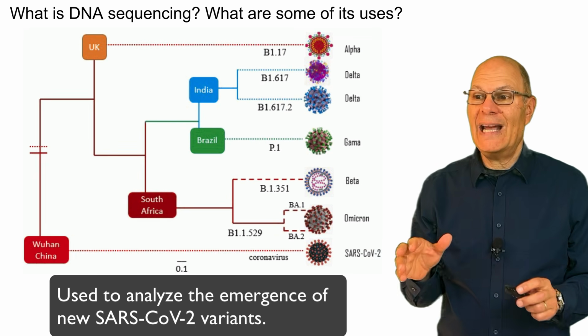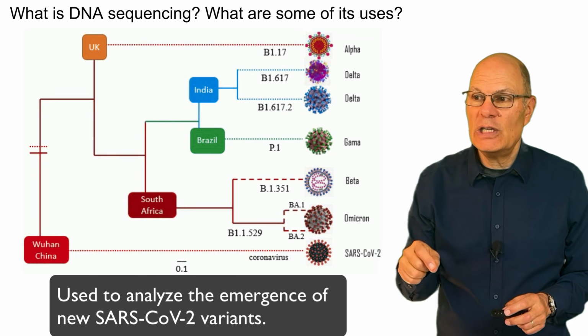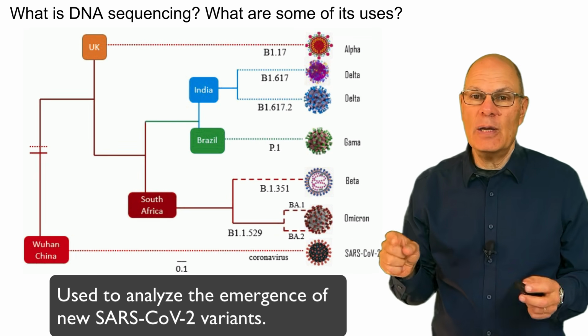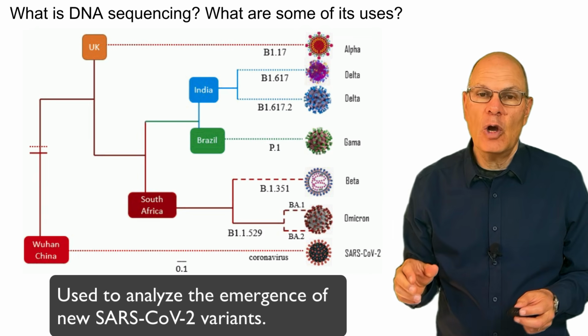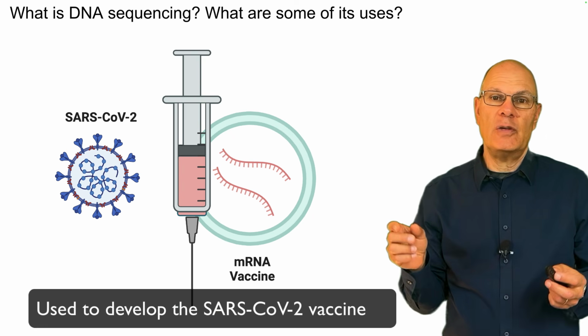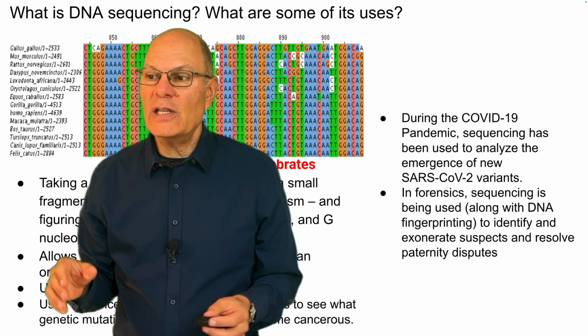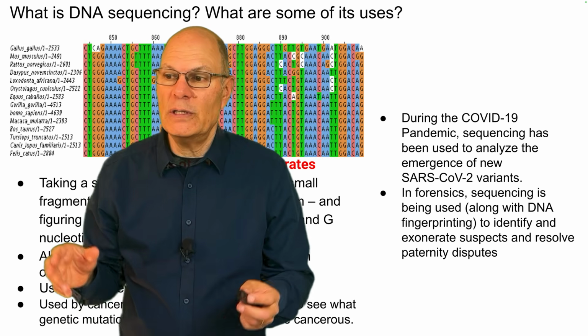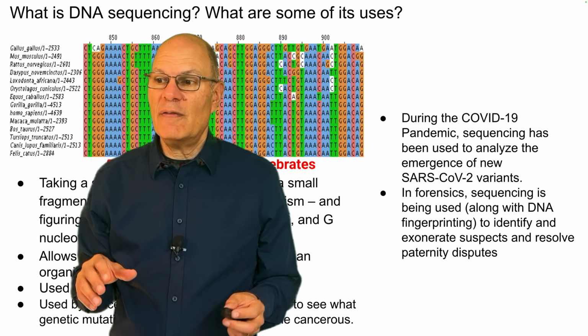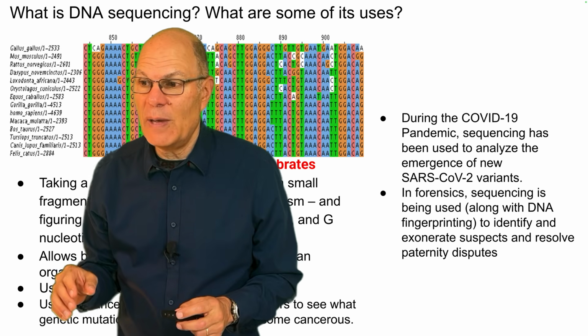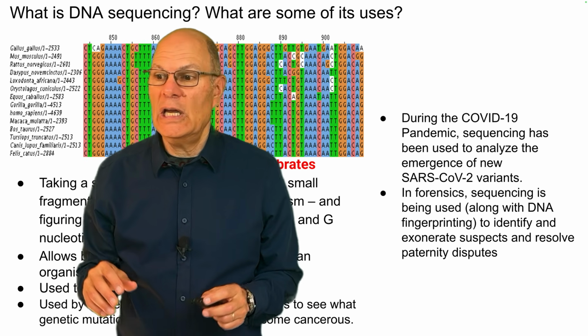During the COVID-19 pandemic, sequencing was used to analyze the emergence of new SARS-CoV-2 variants, and of course it was used in order to create the vaccine. In forensics, sequencing is being used along with DNA fingerprinting to identify and exonerate suspects and resolve paternity disputes.